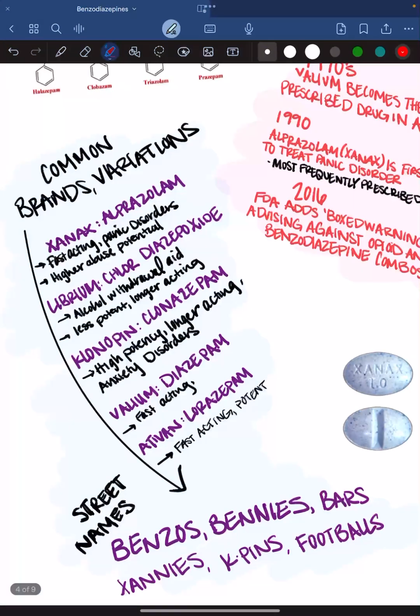And some common brands and variations are Xanax, which is alprazolam. It's fast acting. It treats panic disorders, and it has a higher abuse potential because of its fast onset and short half-life. And then we have Librium, chlordiazepoxide, which is used frequently for alcohol withdrawal. Klonopin, which is clonazepam, is a higher potency but longer acting medication, so it's good for treating anxiety disorders. And then Valium, diazepam, which we covered, and Ativan, which is lorazepam, is a fast-acting and potent medication, and they use it a lot in hospitals, so it might be a little bit less common to find in a medicine cabinet.